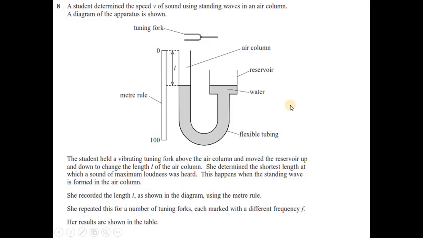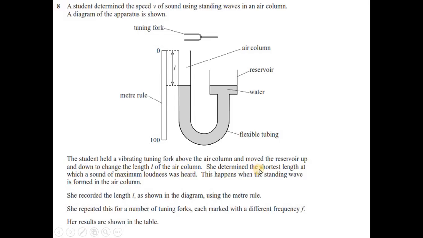Question number 8. A student determined the speed v of sound using standing waves in an air column. A diagram of apparatus is shown. So this is the tuning fork, air column, reservoir, and a meter rule, 100 and 0, so 1 meter rod. The student held a vibrating tuning fork above the air column and moved the reservoir up and down to change the length L of the air column.